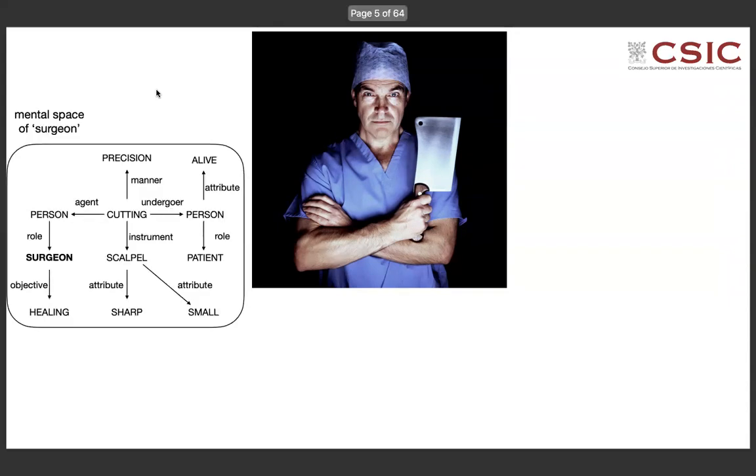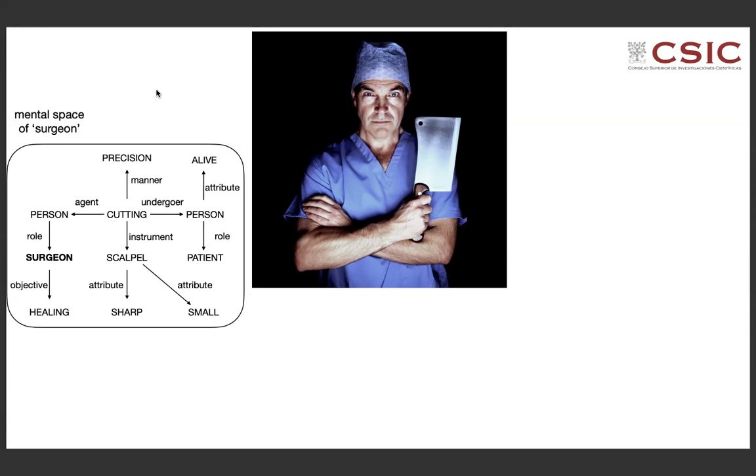One is the mental space of the surgeon. This mental space has a certain structure, certain elements that we think about when we think about a surgeon: the person that does the cutting of another person that has the role of a patient. This other person is obviously alive, and this cutting is done usually with a scalpel, an instrument that is sharp and small, and it is done with a certain precision. Obviously the surgeon does it with a certain objective, which is the healing of the patient. So all these aspects are the mental space of the surgeon.